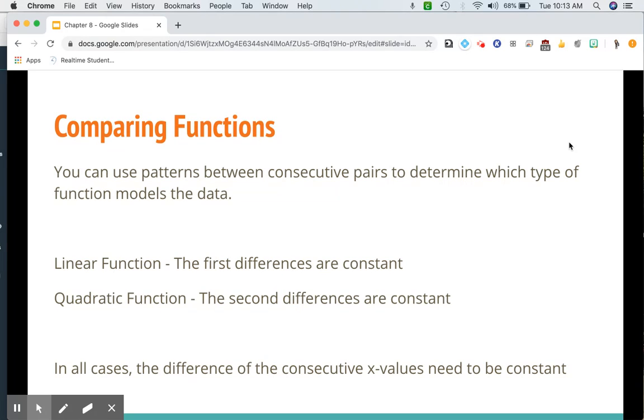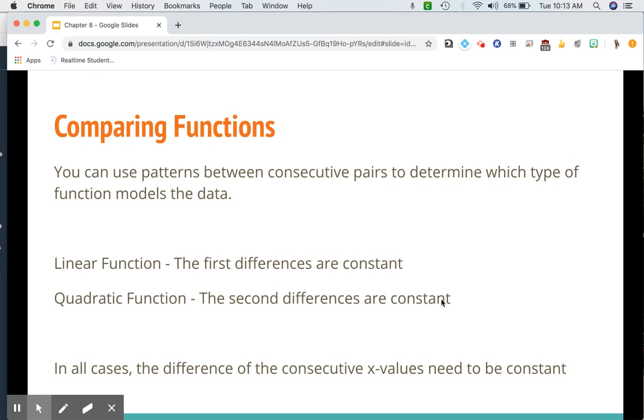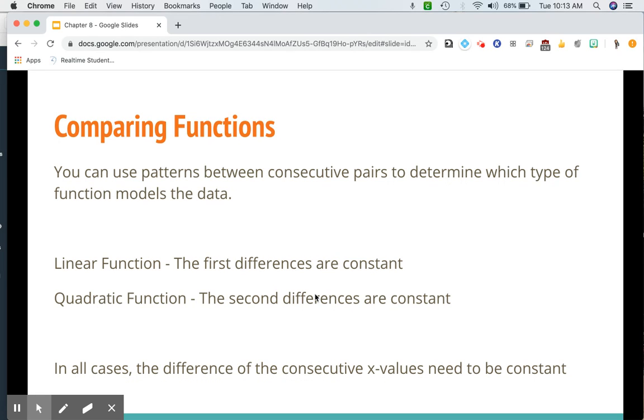So you can use patterns between consecutive pairs to determine which type of function models the data. So again, we talked about linear functions earlier in the year that have a constant first difference. Now we're going to look at quadratic functions that have a second difference that is constant. And I'll explain in a moment what exactly a constant second difference is. But keep in mind that we're looking at consecutive x values, so those x values need to be constant, otherwise these patterns do not hold true.